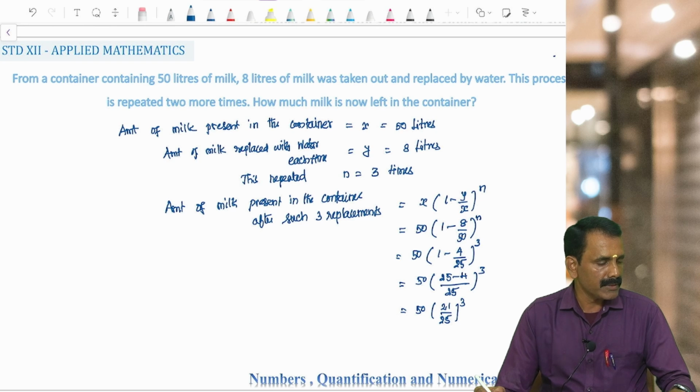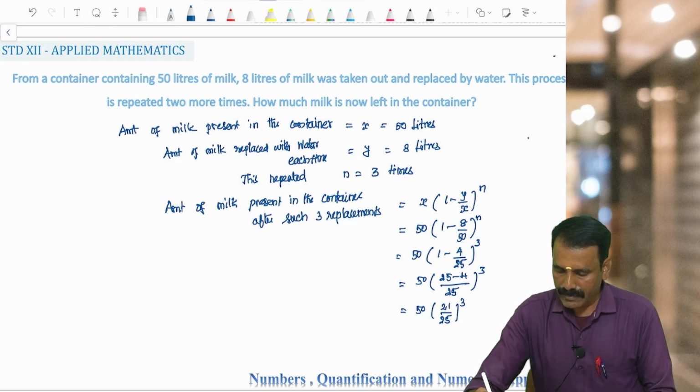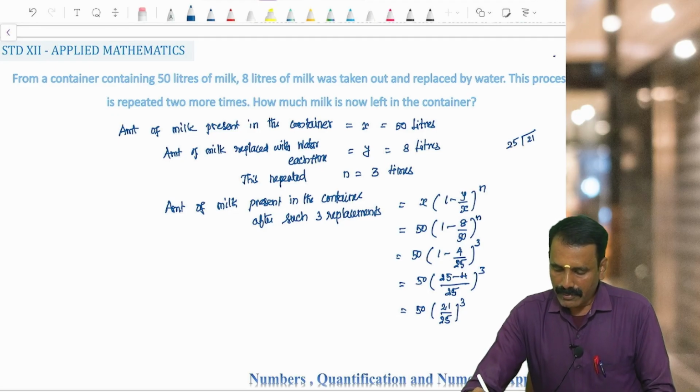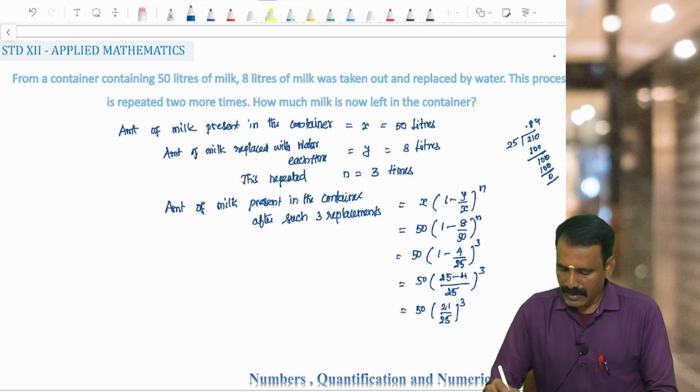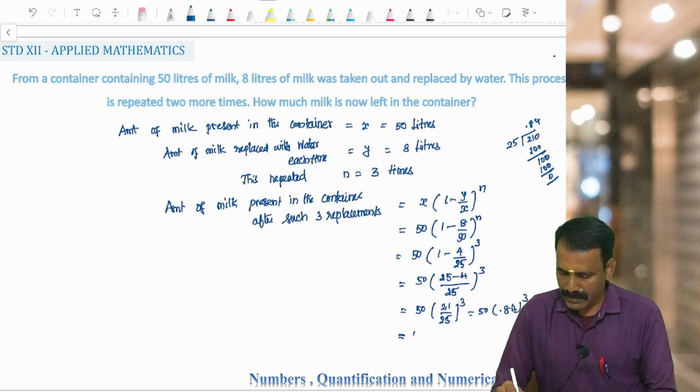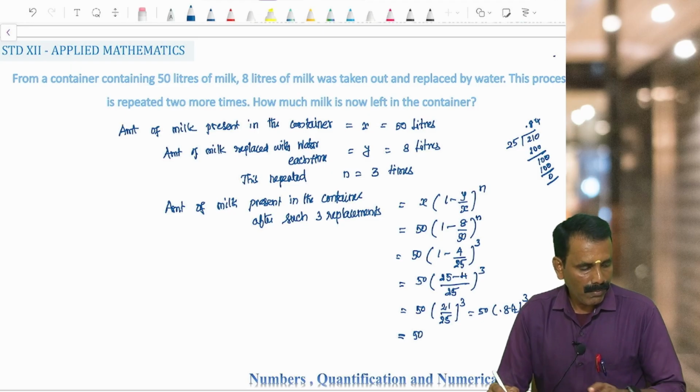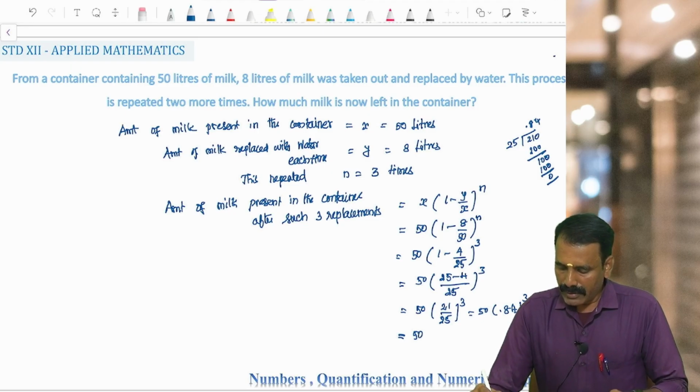We are going to simplify this expression. 21 divided by 25. We can't divide 21 by 25, so you will put 0.210. In 210, your 25 will go 8 times. So 8 into 25, 200, balance 10. We add 0 over it. So 4 times 25. So this is 0. So this is equal to 50 into 0.84 whole cube. So 50 into, we again find the value for 0.84 whole cube.